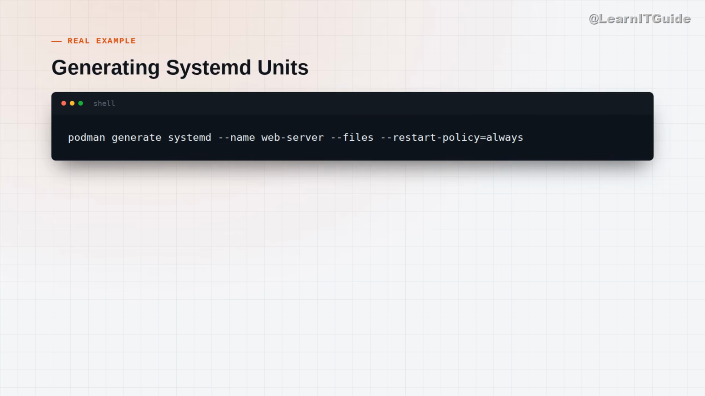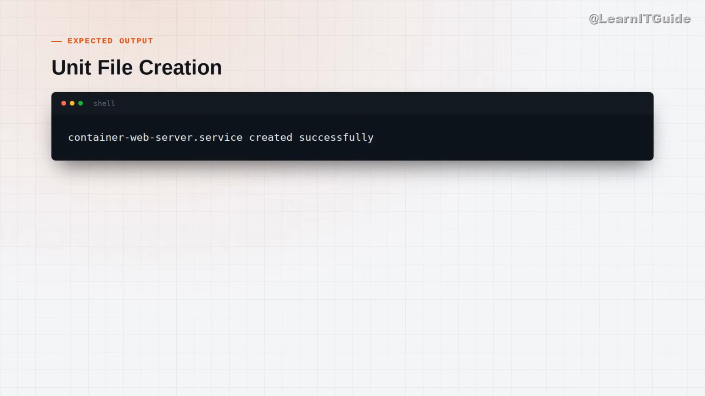Let us see what happens when we verify this. The output confirms the service file has been created. You can now move this to your system directory and enable it to ensure your container starts at boot. This is how you bridge the gap between development and infrastructure management.